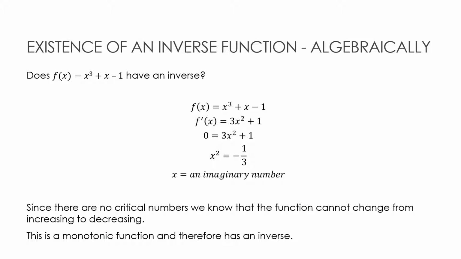So obviously we want to look at this algebraically as well, in case I can't graph it or I don't have time to graph it. Algebraically, what I would do is find the derivative, and the derivative of x cubed plus x minus 1 is 3x squared plus 1, and I'm going to set it equal to 0. Now keep in mind why I'm doing this.